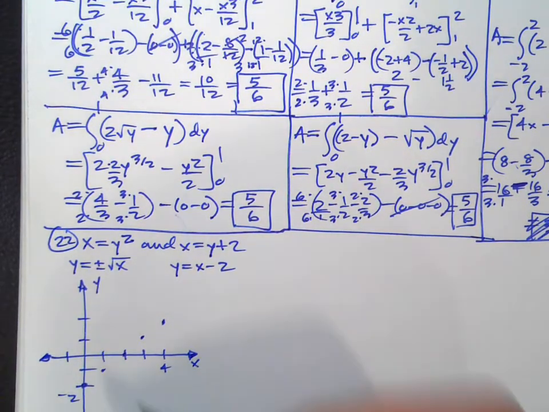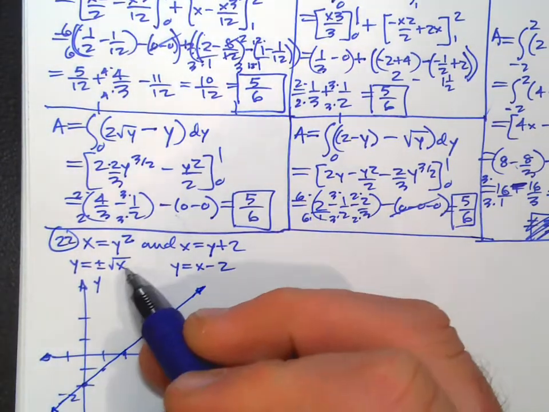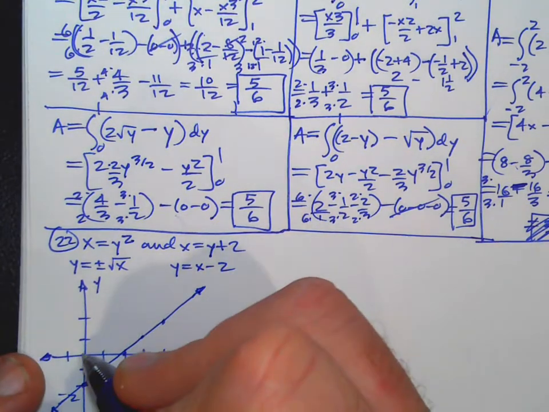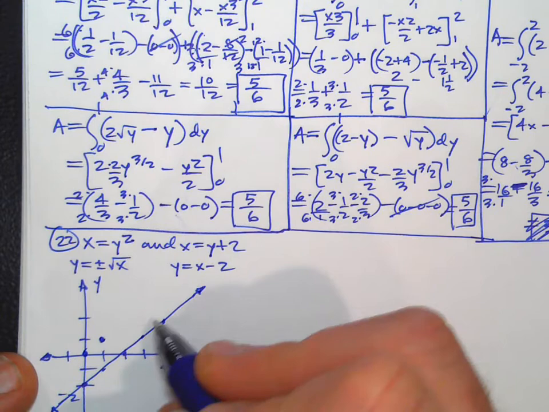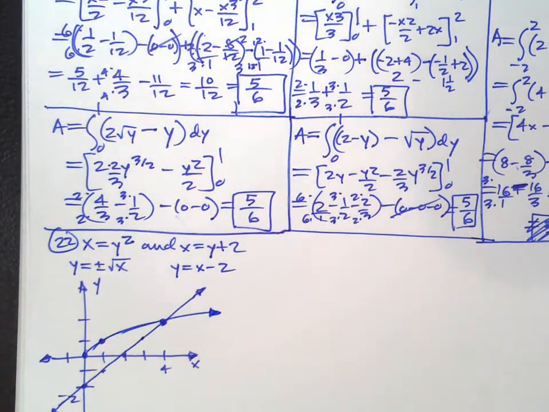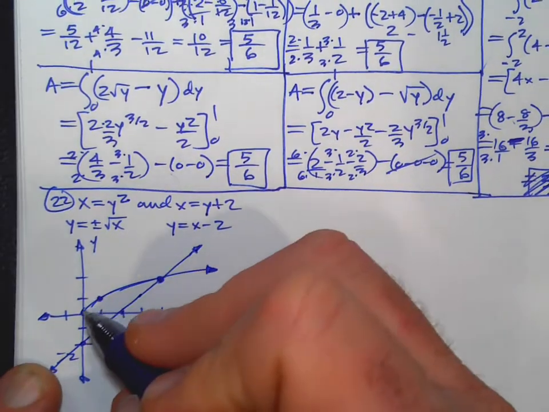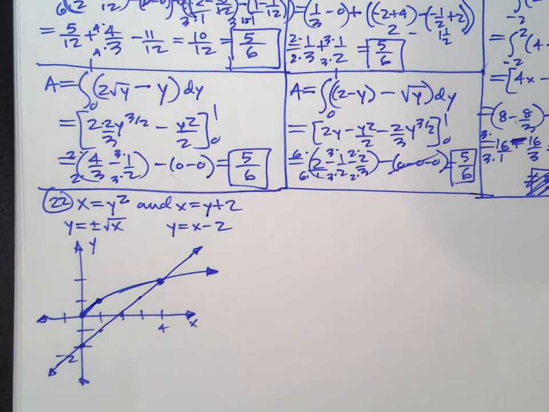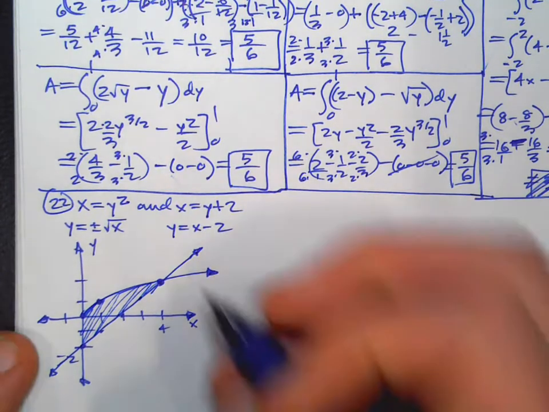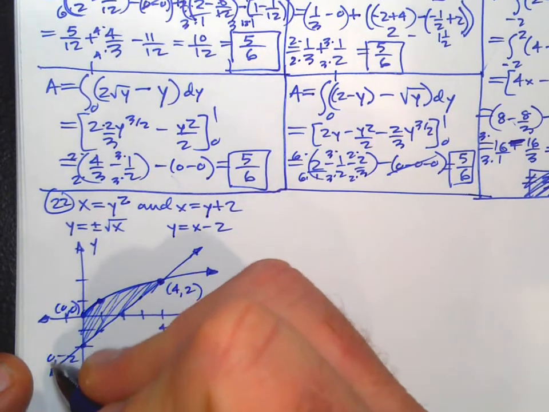And the other one's a sideways parabola. Actually, technically, like the top and the bottom. And so it has the same shape of a parabola. Ooh, that's nice. That's like a nice intersection right there. And so I think it makes sense to just do the top half. I don't know. And so that would be this area right here. And this intersection is really nice. It's 4, 2. This is 0, 0. This is 0, -2.